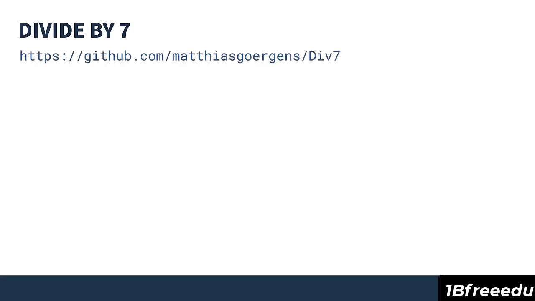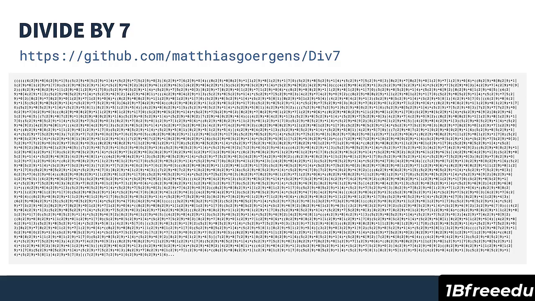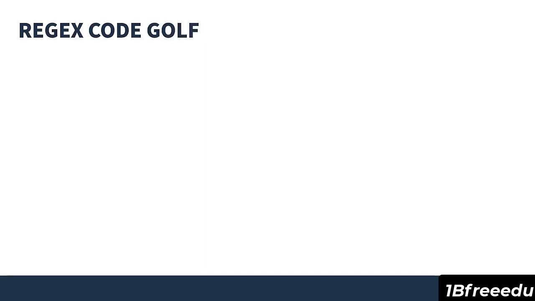Regexes being what they are, there's an entire sport on the internet to coming up with obscure ones. Here's the first portion of one that determines whether or not a string of numbers is divisible by 7. Code golf is the practice of finding the shortest possible snippet to solve a problem. Regex code golf is a subset of this based on regular expressions. The first part of that divide by 7 regex that I showed you is actually over 25,000 characters long.